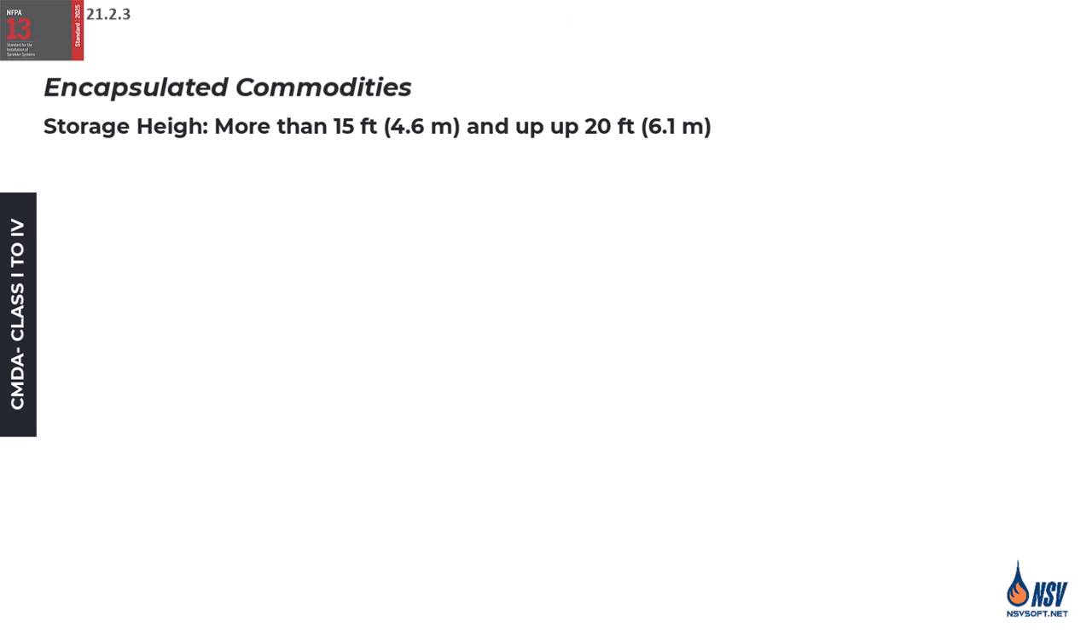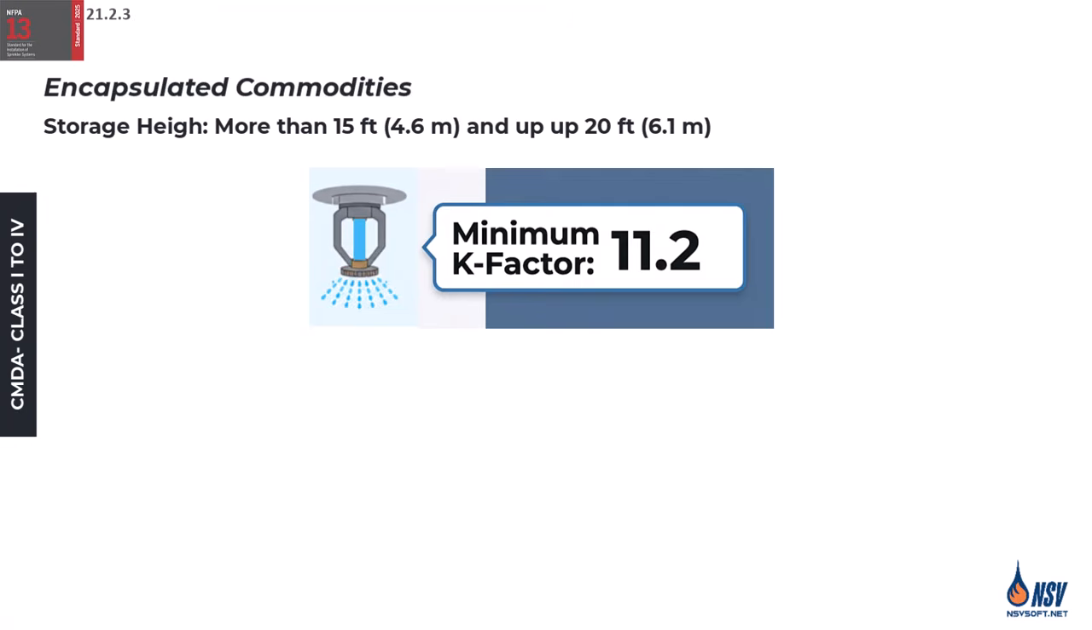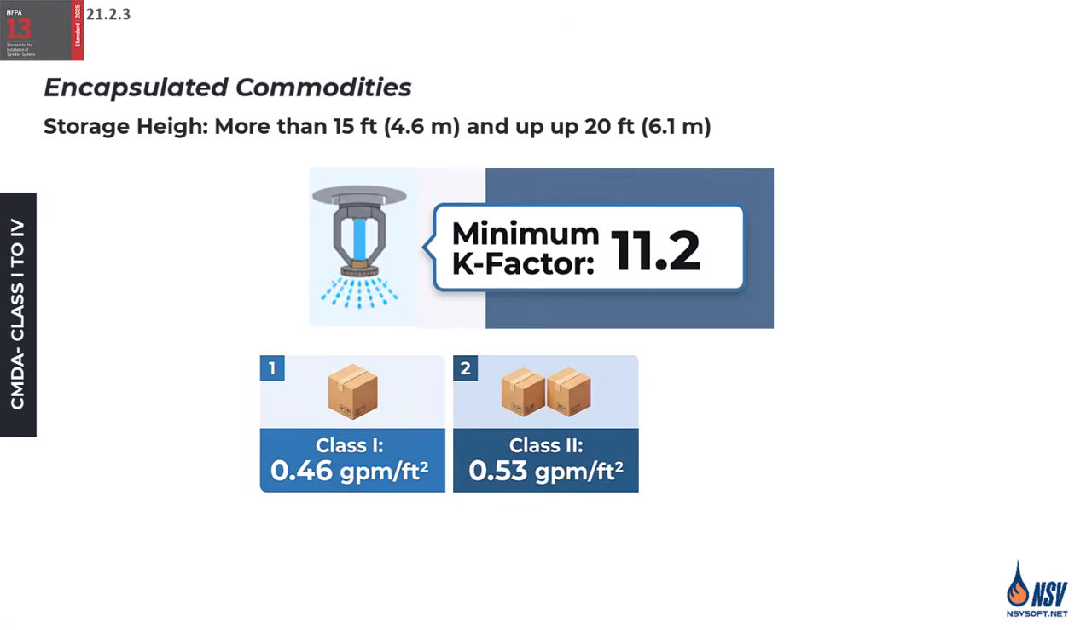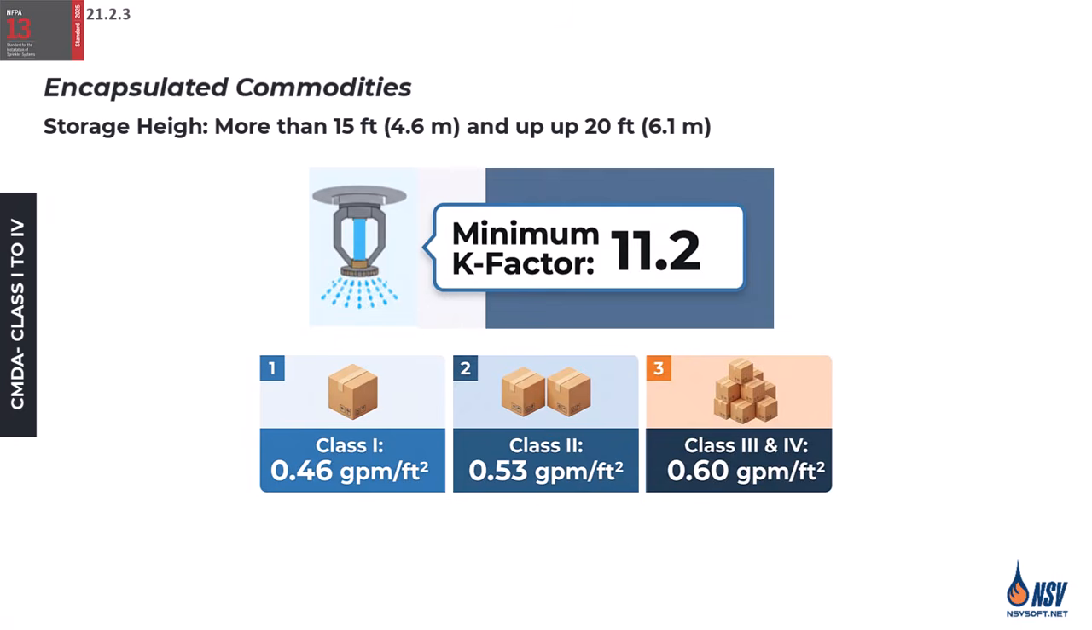In this specific height range, we must use sprinklers with a K factor of 11.2 or larger. Our required densities also shift: 0.46 for Class 1, 0.53 for Class 2, and 0.6 gallons per minute per square foot for Classes 3 and 4.